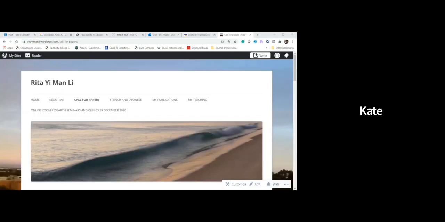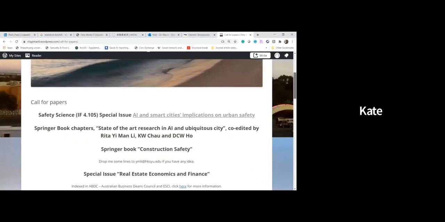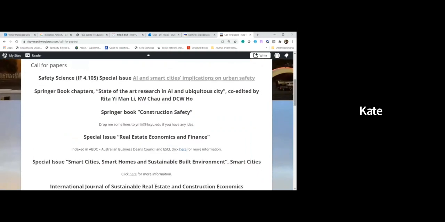So I would like to share the call for papers of mine. We have a Safety Science special issue on AI and smart cities: implications on urban safety. This one has an impact factor of 4.105. It is a special issue together with the editor-in-chief of Safety Science. So if you have a topic, you can just let us know.